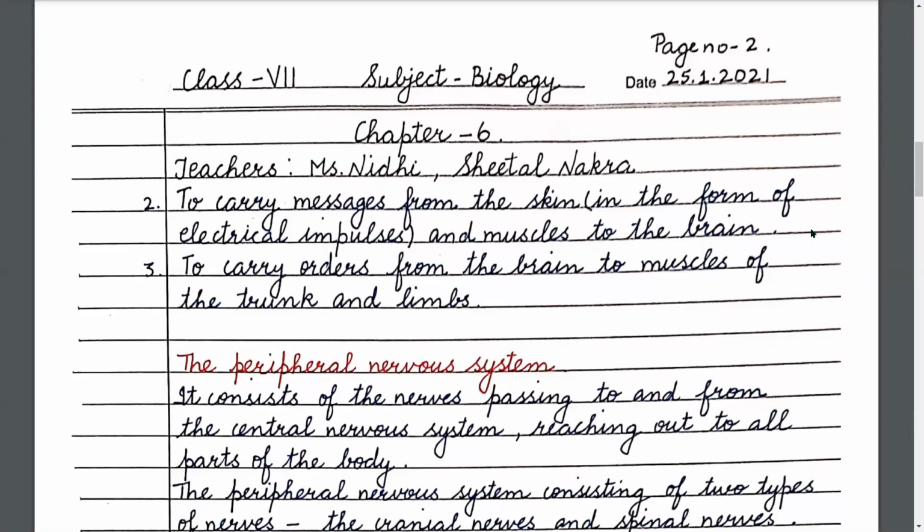Next function of spinal cord is to carry messages from the skin and muscles in the form of electrical impulses to the brain. Then next function, to carry orders from the brain to muscles of the trunk and limbs.